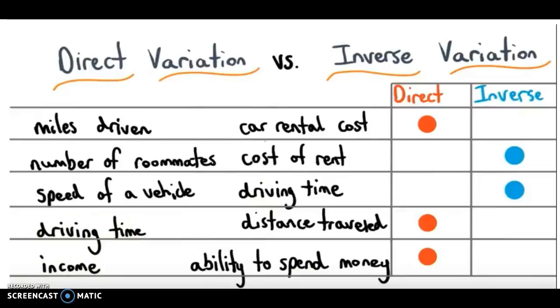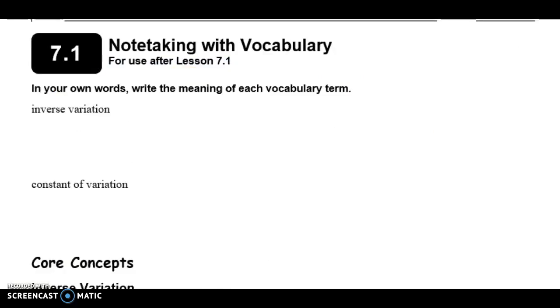And finally, your income. If you have more income, then you have the ability to spend more money. Both are going up, and that's an example of direct variation. Now let's look at page 192 of your journal. And hopefully at this point you can, in your own words, write what you think inverse variation is.